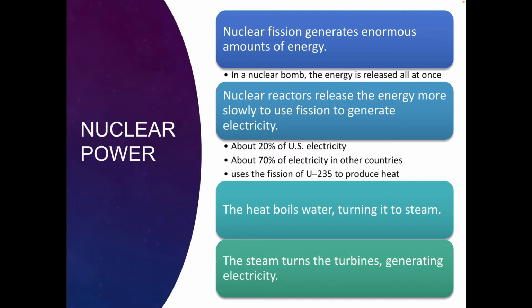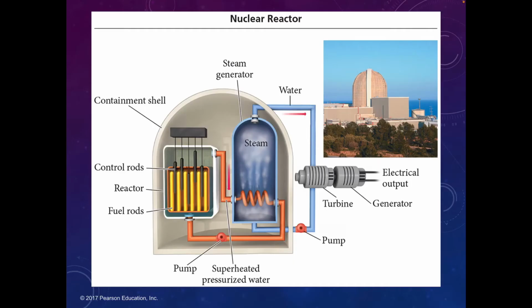So now nuclear energy generates about 20% of US electricity and about 70% of electricity in other countries. So we're definitely behind here. And they use the fission of uranium-235 to produce this heat. And then the heat boils the water, which turns it to steam. The steam turns some turbines, which generate electricity.